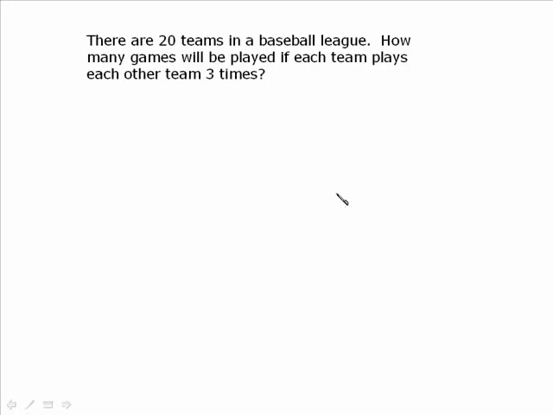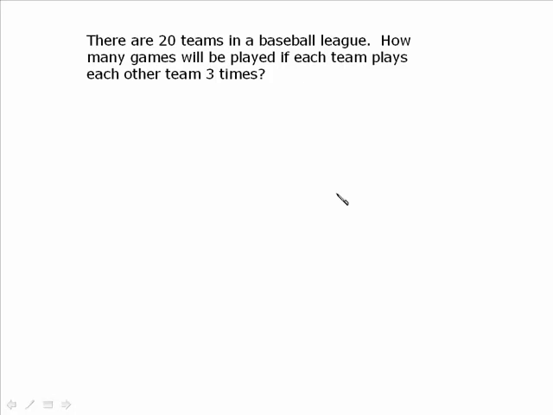Another sort of specialty question. There are 20 teams in a baseball league. How many games will be played if each team plays each other team 3 times? Now, it is possible to solve this question in an Armstrong method.